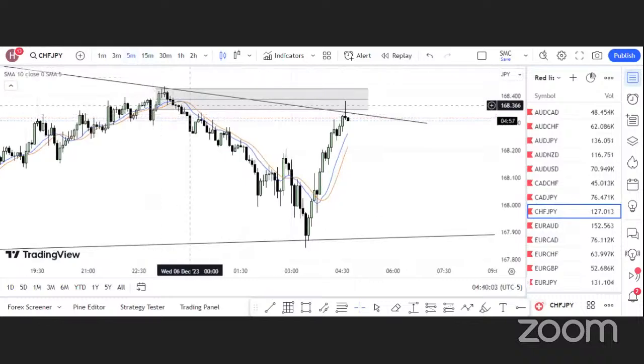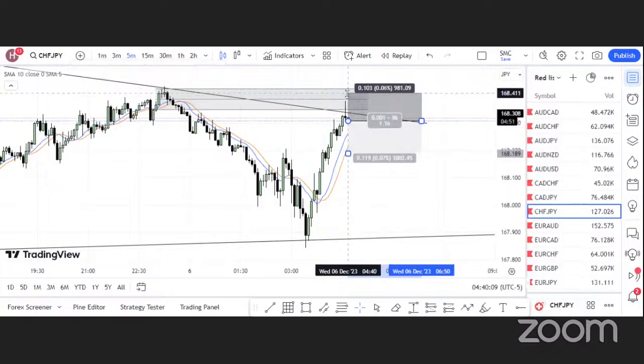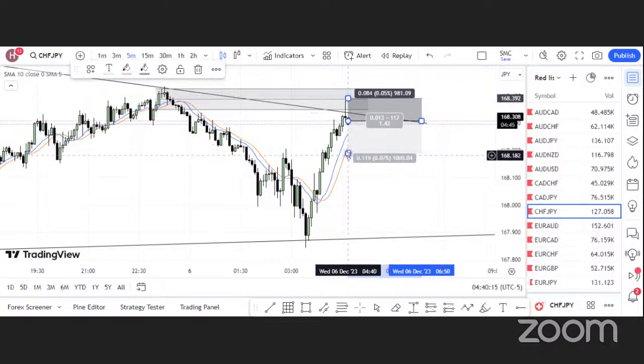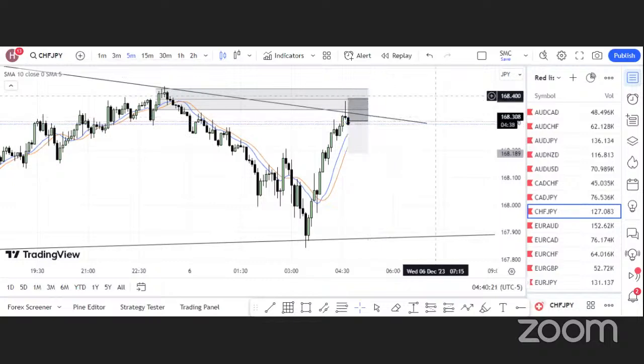All right, guys, sell CHFJPY. Sell now. We sold from here. Our stop loss is here, and our take profit is there. So let's see how this plays out.